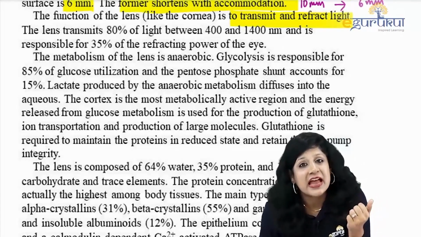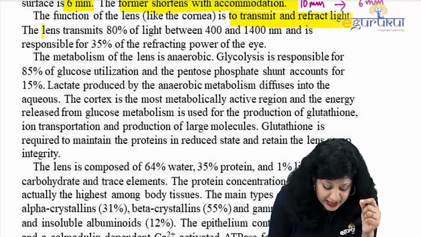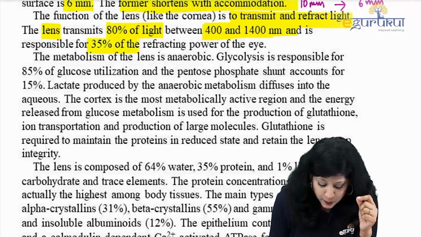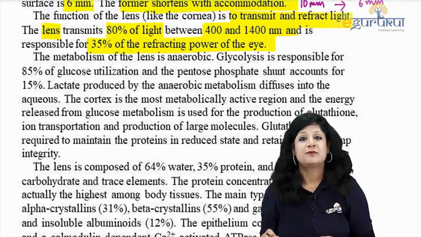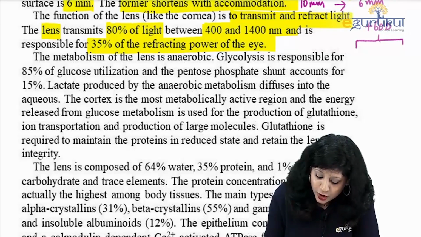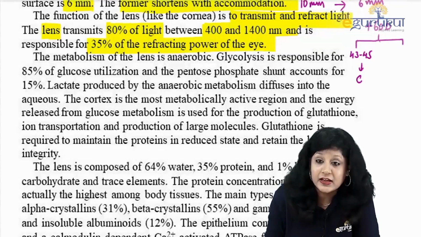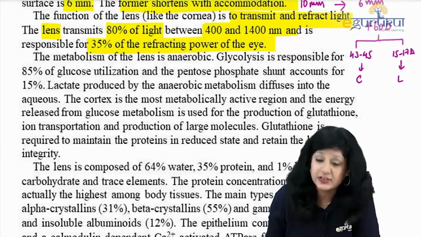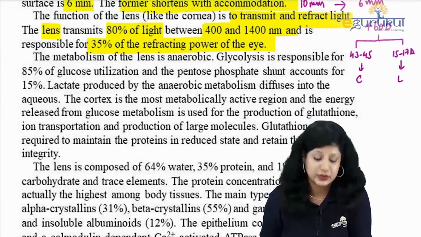Now how much light is it refracting? The lens transmits 80% of the light between 400 to 1400 nanometers, and is responsible for 35% of the refractive power. We all know that the total power is plus 60 diopters, and out of this, 43 to 45 belongs to the cornea, and only 15 to 17 diopters belong to the lens. So it is only 35% of the total power.